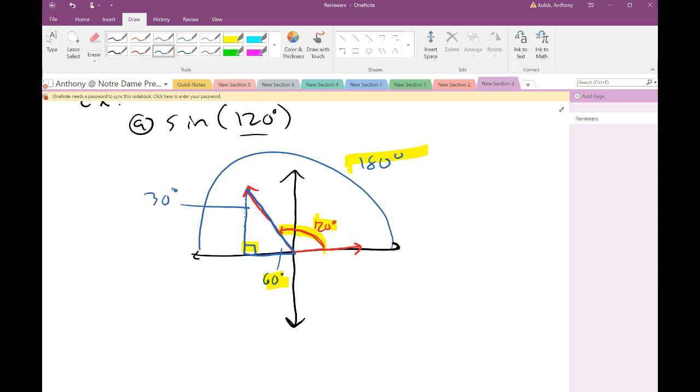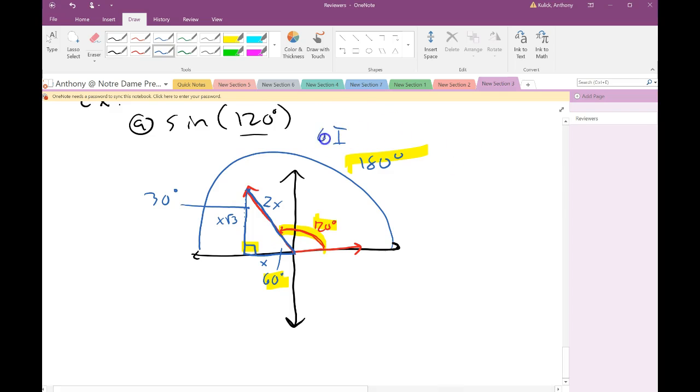Okay? So, since this is a 30, 60, 90 triangle, I can label its side lengths. So the hypotenuse is, who remembers? Just shout it out. Yeah. And this side that's adjacent to the 30 degrees is x square root of 3, and this side is x. Everybody's okay with that idea? Okay? Very good. Now, an important observation here is, what quadrant am I in?